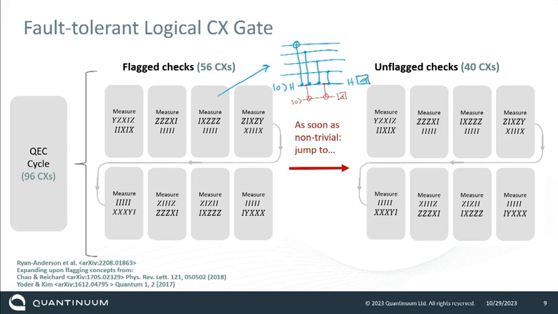Otherwise, we continue down this process, and if we see all trivial results, then we're good. We didn't detect an error event. However, if we did end up over on this right-hand side, then we send this information in real time to a decoder to come up with corrections.